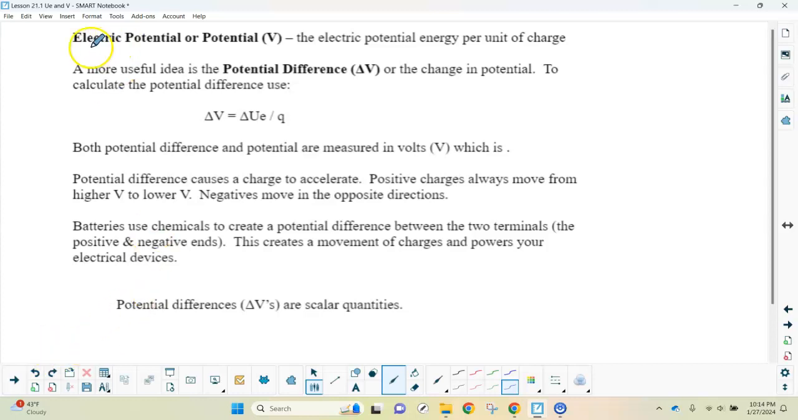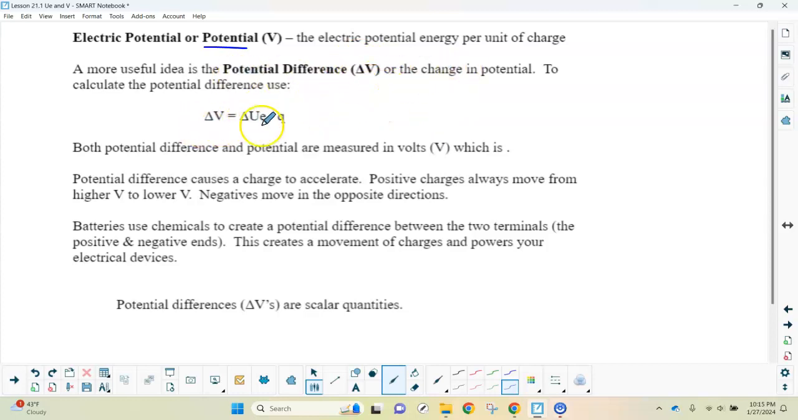So electric potential, or just commonly known as potential. The one that we use more commonly is potential difference, but they're all kind of interchangeably used. The biggest difference here is this is V for one charge, or the potential energy per charge for one charge, and this is like the change in potential. So you're measuring the potential energy per charge at one point and then another point, and the difference in those potentials will give you what's called the potential difference.